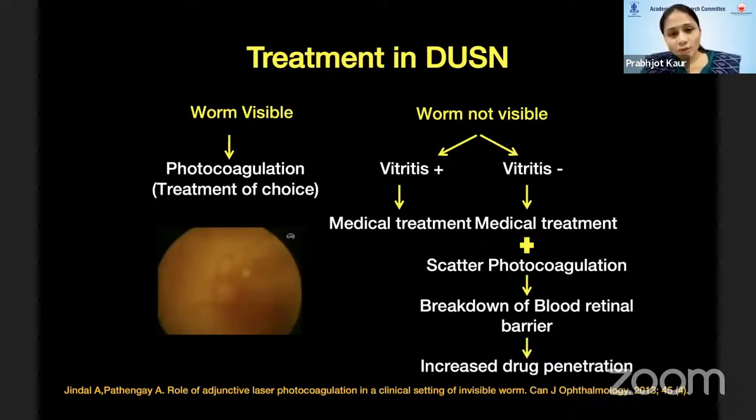But if you do not see a worm which is visible, then you see if there is presence of any vitritis or not. If there is vitritis, medical treatment in the form of broad spectrum antihelminthic drugs should be initiated. If vitritis is absent, then again you start medical treatment along with scatter photocoagulation, which will break down the blood retinal barrier and increase the drug penetration. There is no need of photocoagulation in the presence of vitritis. Why? Because the blood retinal barrier is probably already compromised, and hence we can defer scatter photocoagulation in patients with a pre-existing vitritis.